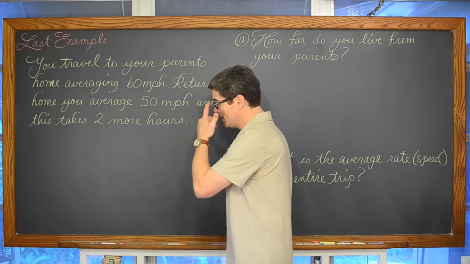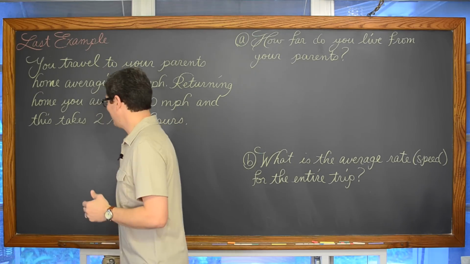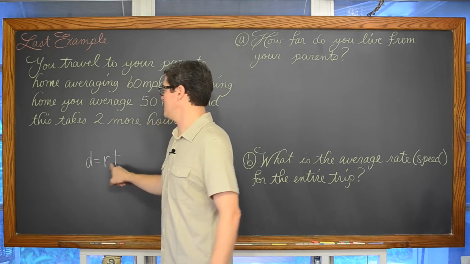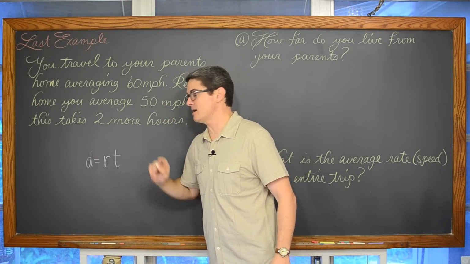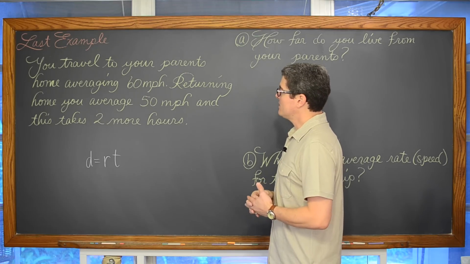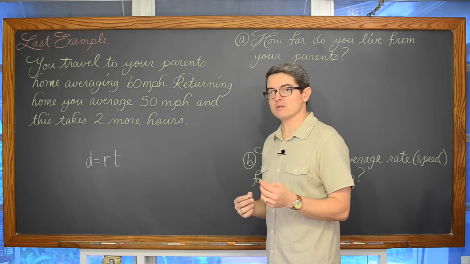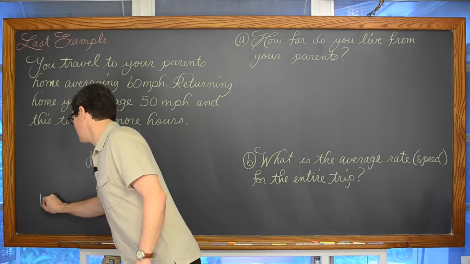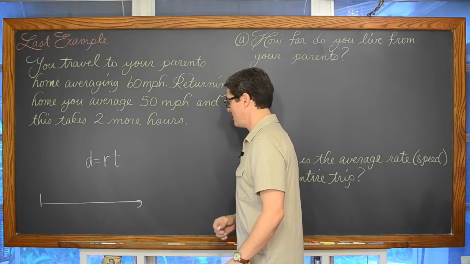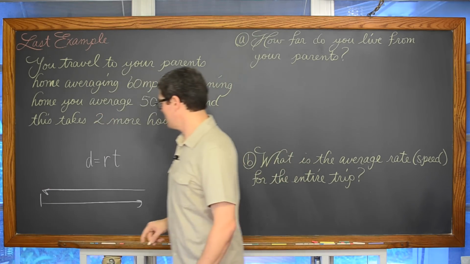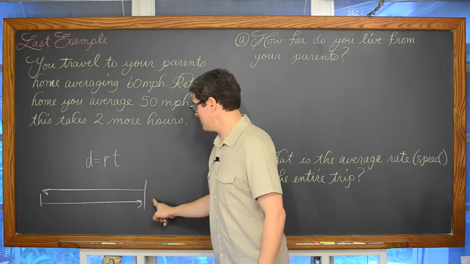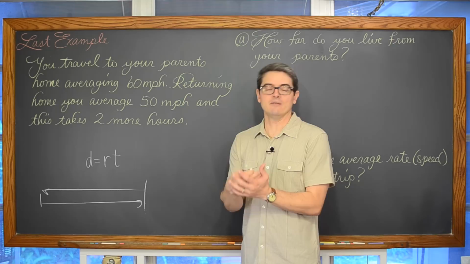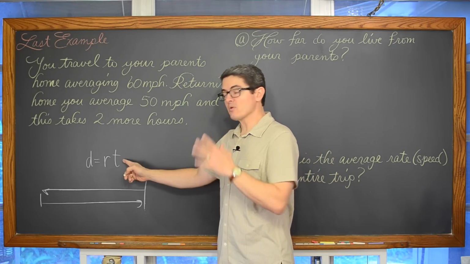Well, anything in motion, pretty much, especially in algebra, is going to be dealing with distance is equal to rate times time, or D equals RT. Distance equals rate times time. And you are traveling to your parents' home from your house. So you're here at your home, you travel to your parents, you hang out, you come back, so home, parents, back home. The distance that you're traveling in each direction, assuming you have traveled the same path, is going to be equal.